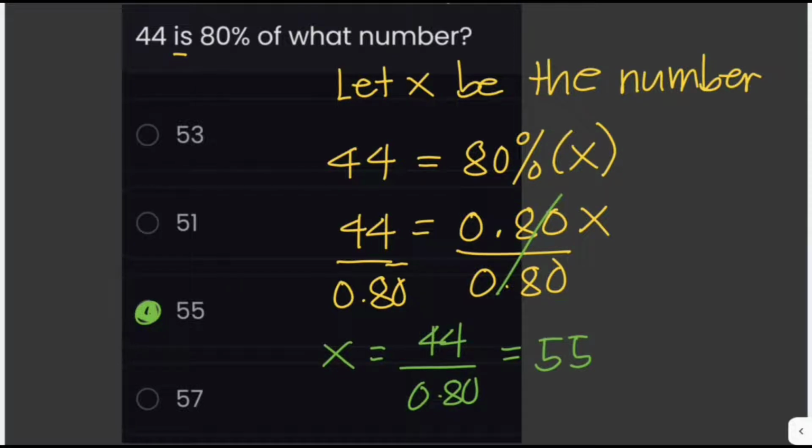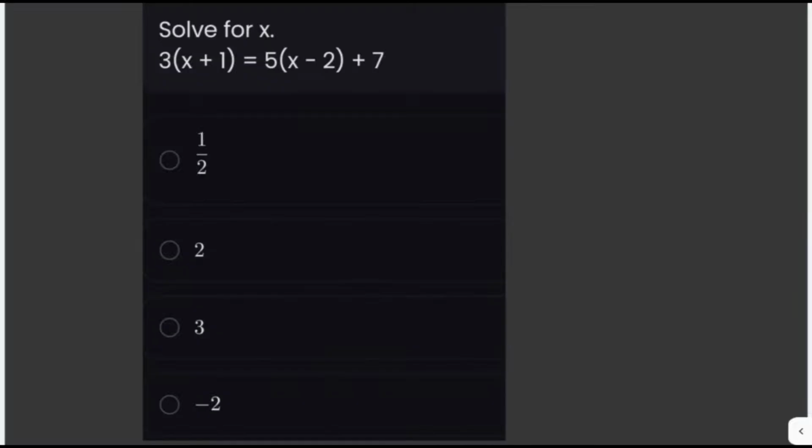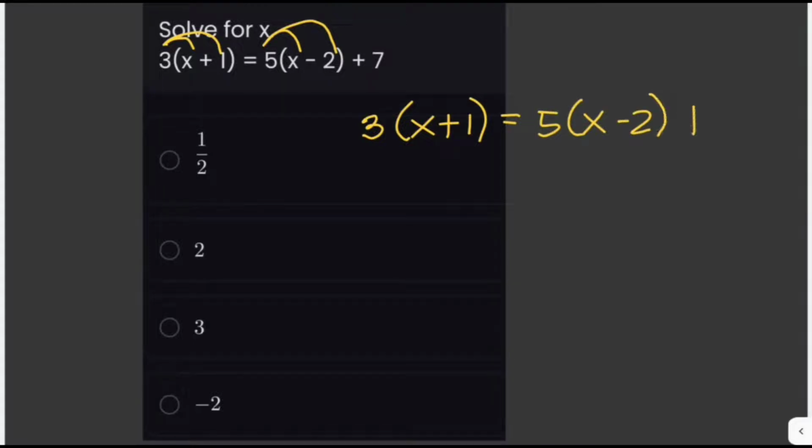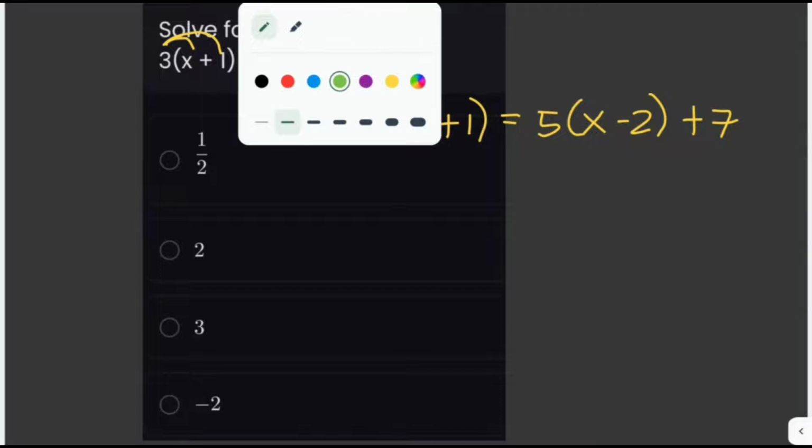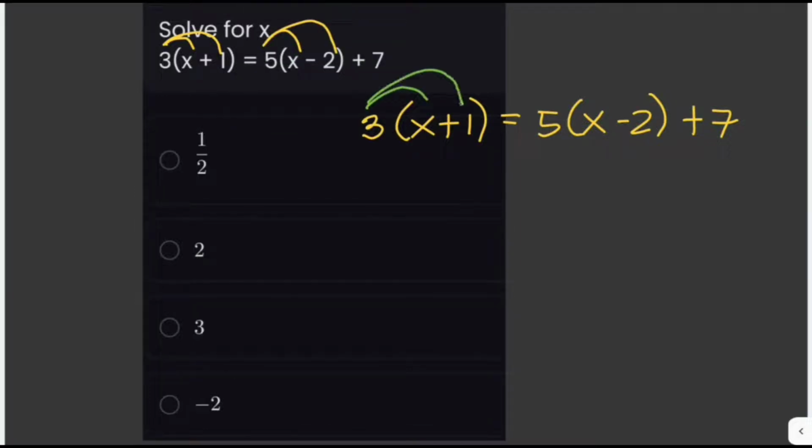Right, let's solve another one. Solve for x given this expression: 3 times x plus 1 equals 5 times x minus 2 plus 7. So the first thing we do is we distribute 3 to x plus 1 and 5 to x minus 2. So that would be 3 times x plus 1 equals 5 times x minus 2 plus 7. And then we distribute 3 to x plus 1.